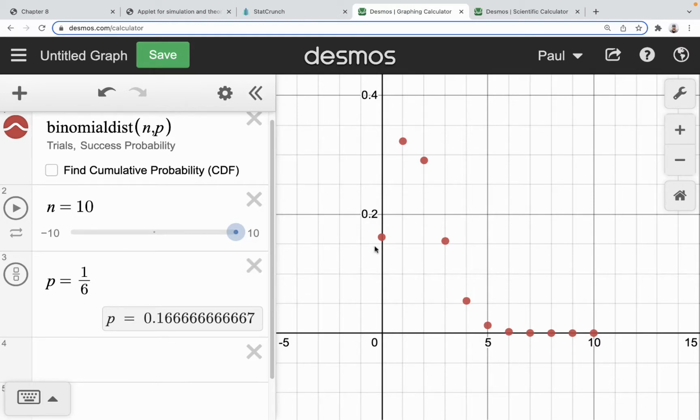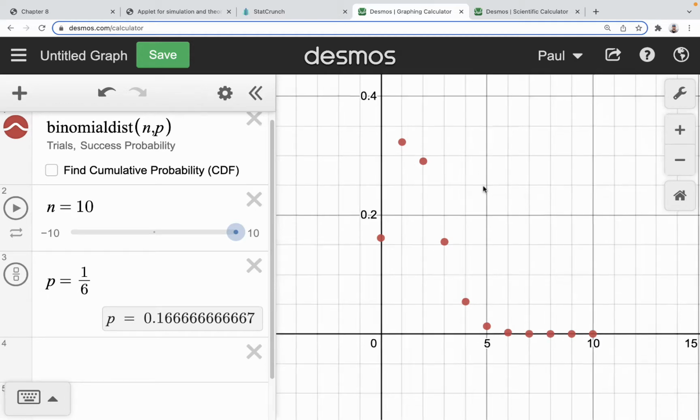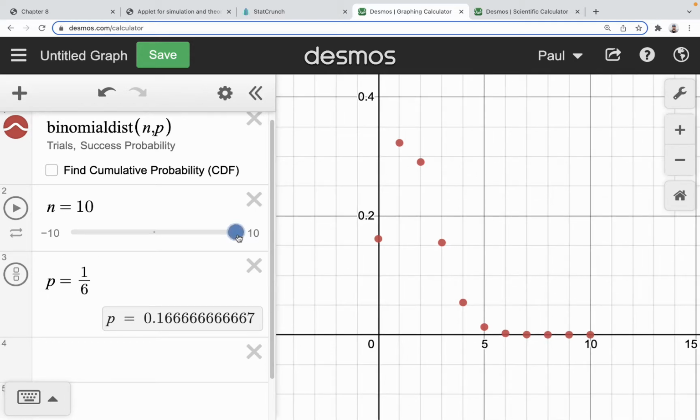So I would roll a 1 0 times out of 10 with a likelihood of about 16%. The most likely outcome is one roll of a 1 in 10 with a 32% chance. So you can kind of see how that would be affected with different n and different p. But I'm going to show you how we would turn this into a sampling distribution.